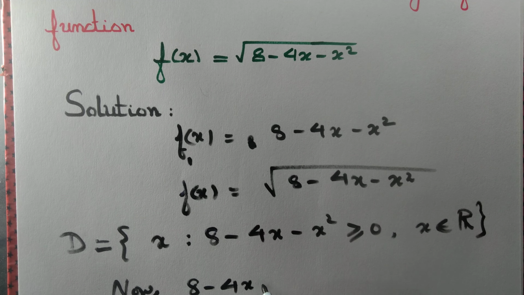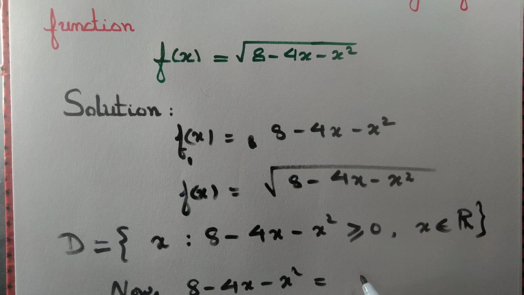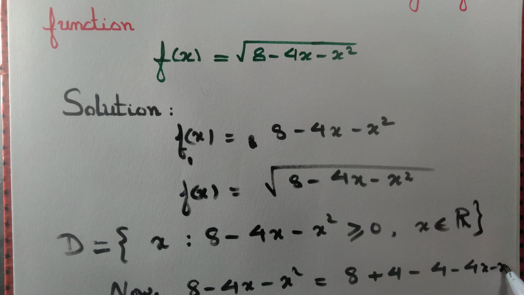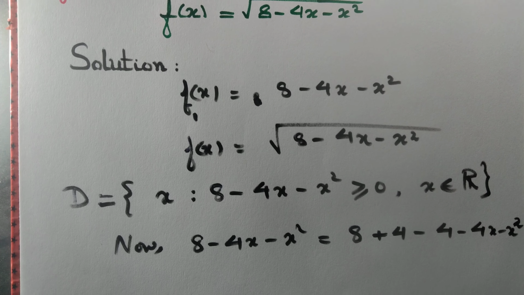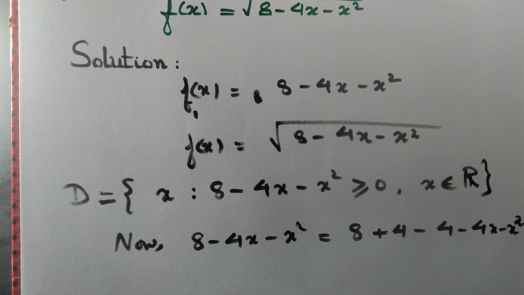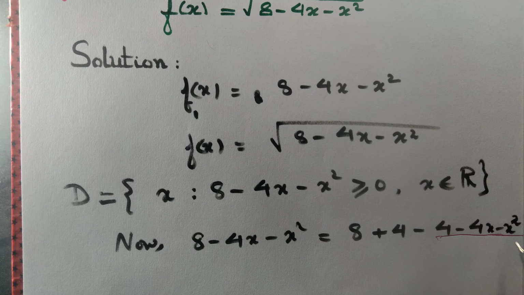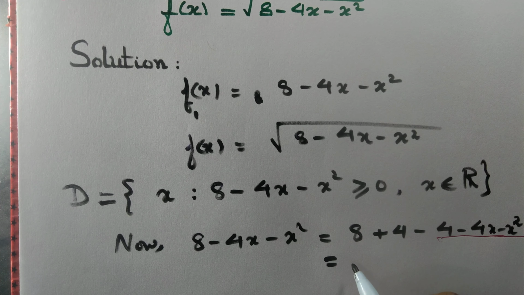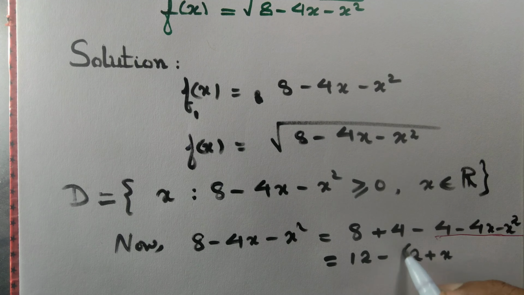Now, 8 minus 4x minus x square can be written as 8 plus 4 minus 4 minus 4x minus x square. We like to apply the method of completing the square. Remember that minus 4 minus 4x minus x square can be written as a perfect square. So this is equal to 12 minus (2 plus x) whole thing square.